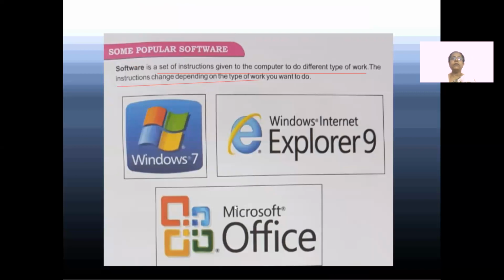Now, if you say, so what do you mean by software? In one beautiful sentence, you can say that software is a set of instructions that are given to the computer to do different types of work. A software is the instruction given to the computer to do different types of work. So the instructions depend upon the type of work. As I told you, different works.